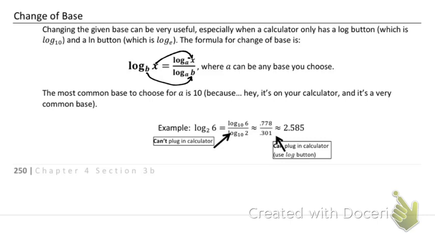Yeah. Okay. So log base 2 of 6. I can't plug that in my calculator. But if I took that 6 and threw it up there, took that 2 and threw it down here, and changed my a's to 10s, now I have two numbers I can plug in my calculator. So following this, we come up with 2.585. So log base 2 of 6 equals 2.585. In fact, plug in your calculator 2 to the 2.585.